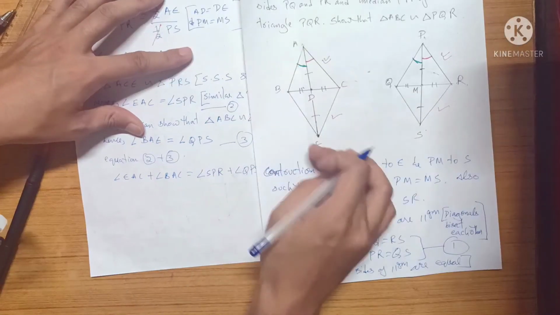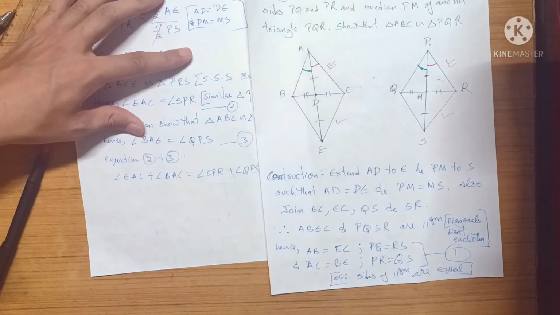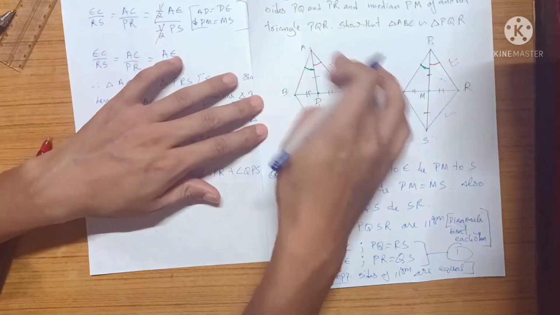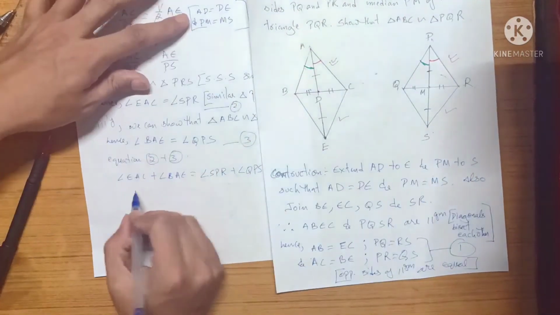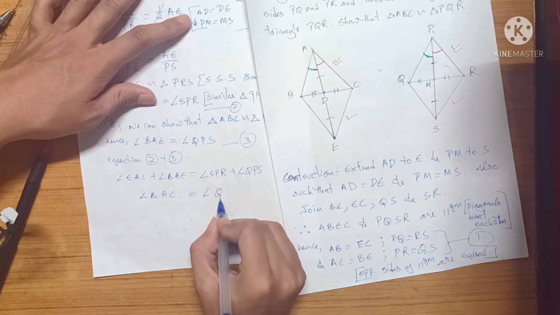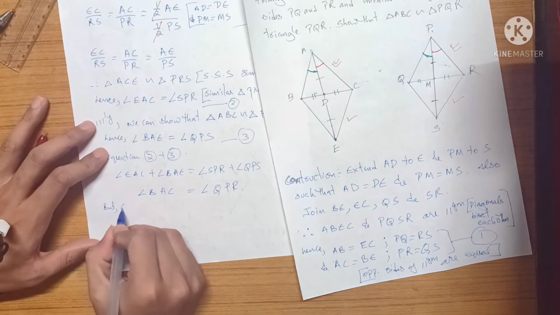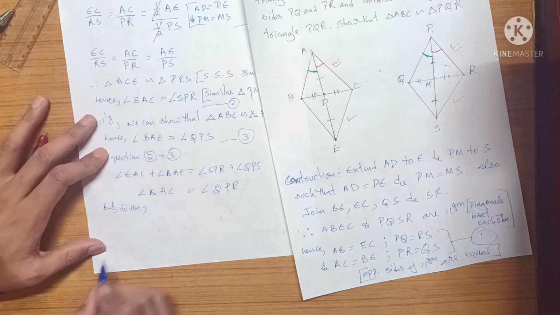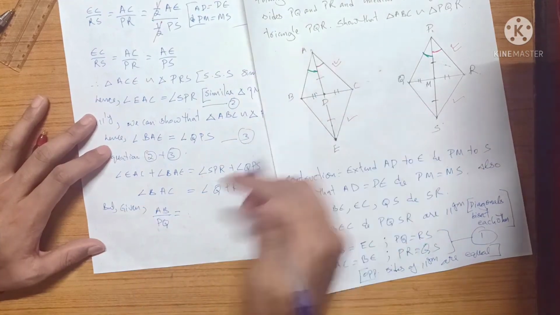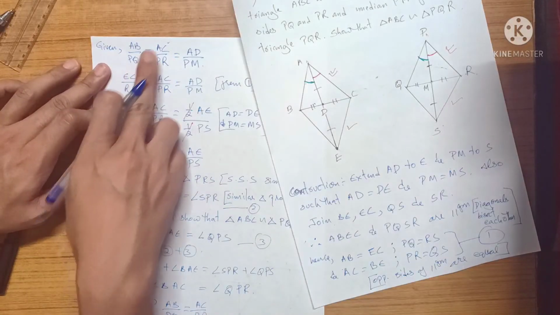So EAC plus BAE is angle A. So this becomes angle BAC equal to angle QPR. But given what is given in the question, AB by PQ equal to AC by PR.